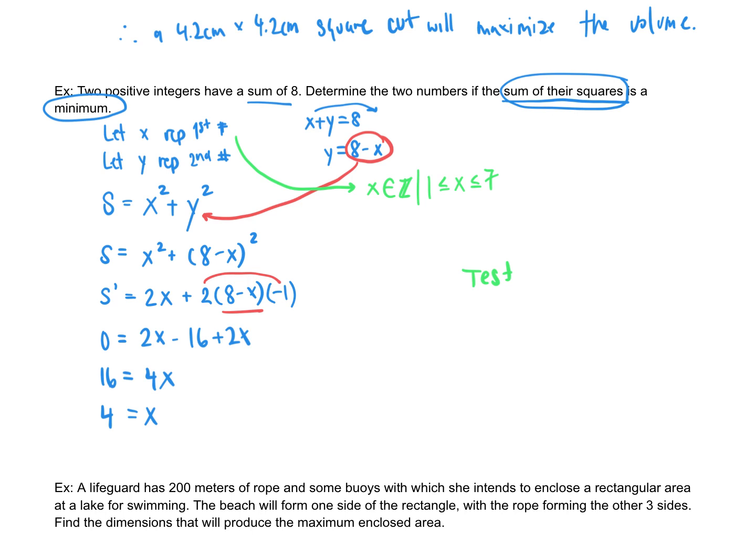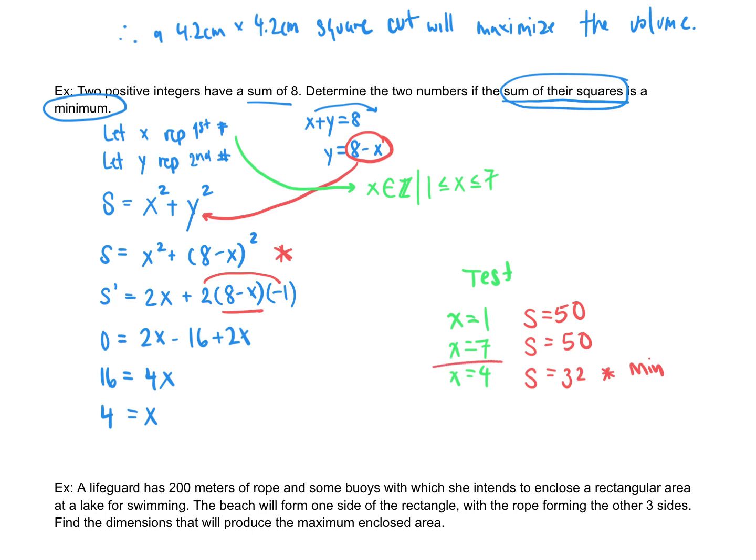So I'm going to be testing the sum when x is equal to 1, when x is equal to 7, and when x is equal to 4 for that critical point. And I am going to be plugging in to this sum of the squares equation, not the derivative. So when I plug in x equals 1, so I would have 1 squared plus (8 minus 1) squared, my sum is 50. When I plug in 7, my sum of the squares is also 50. And when I plug in 4, I get 32, and this is the minimum.